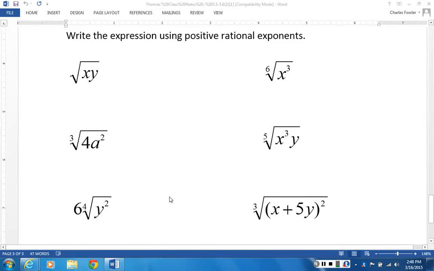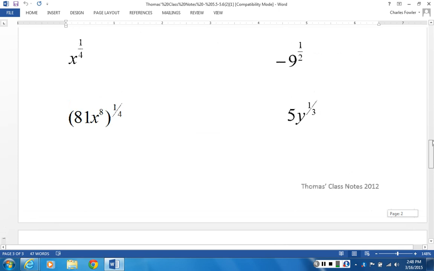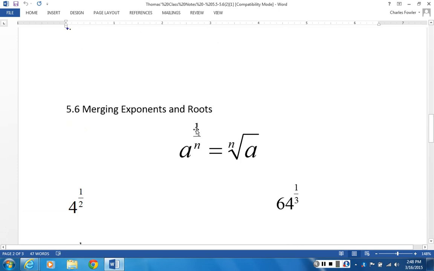Alright, in this video, I'm going to show you how to write the expression using positive rational exponents. As you can see, you have radicals. And what they want you to do now is go backwards. They want you to change this radical so that this is equivalent to just exponents. So recall this formula here, a to the 1 over n equals the nth root of a.